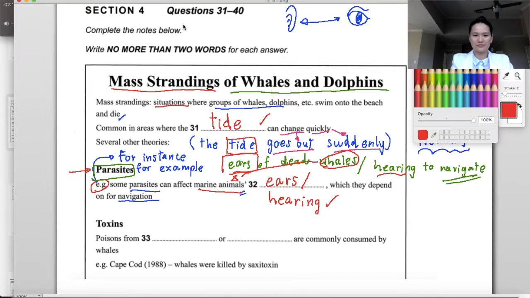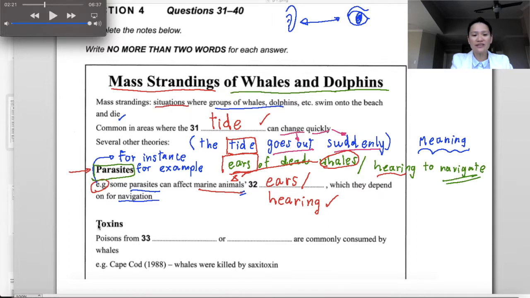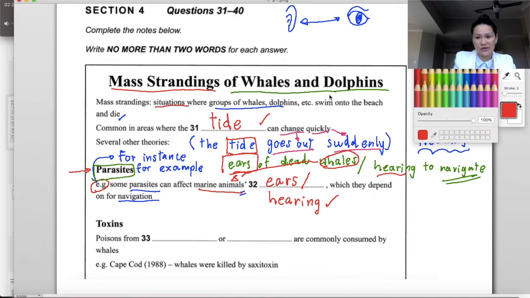This type of infestation has the potential to be very harmful. Another theory is related to toxins.